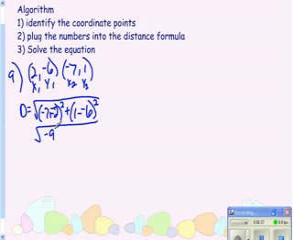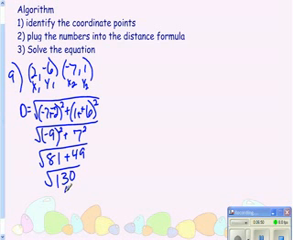Be careful with all these negatives. Negative 7 plus negative 2 is negative 9. 1 plus 6 is 7. 81 plus 49 should be the square root of 130. I know that's 13 and 10. That's 2 and 5. There are no pairs, so I get the square root of 130.